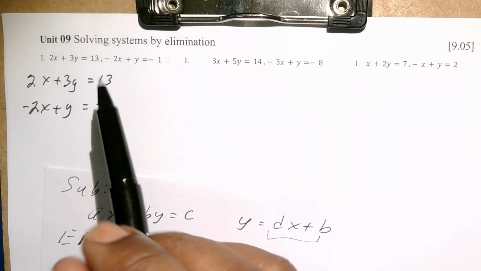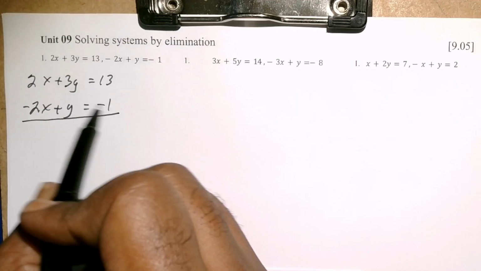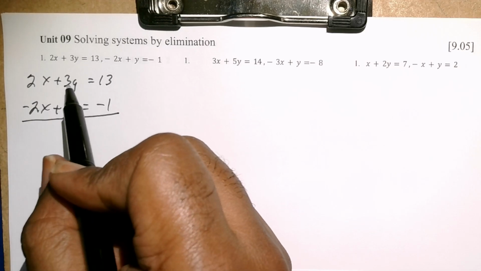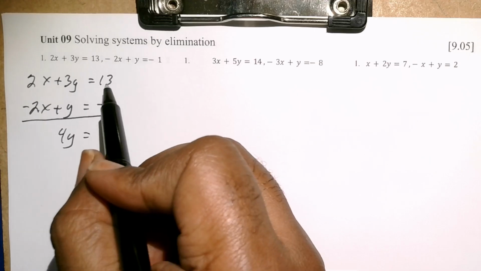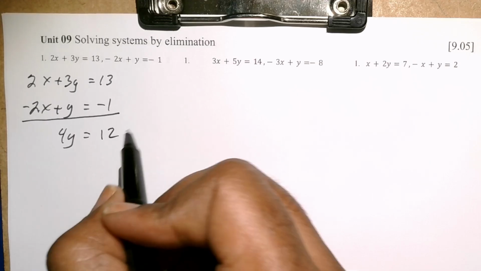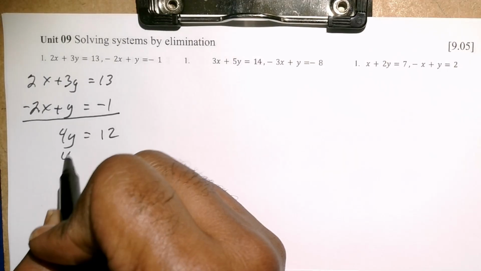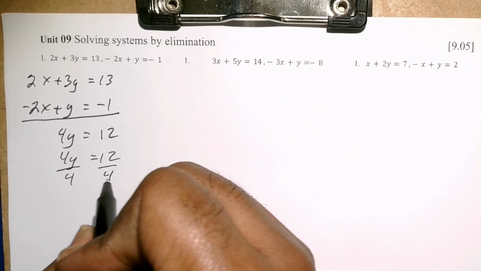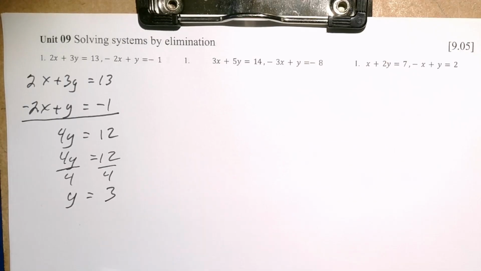So when you have additive inverses, we're going to combine the two equations. So 2x and negative 2x makes 0, and 3y and y make 4y. 13 and negative 1 makes 12. Okay, and now you have one variable. So we're going to take the 4y equals 12 and divide both sides by 4. This will give us y equals 3. And now we've just solved for y.